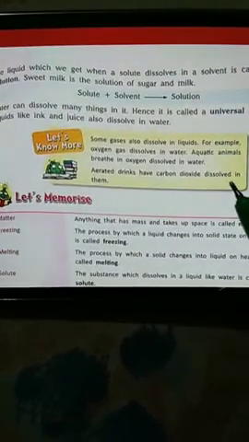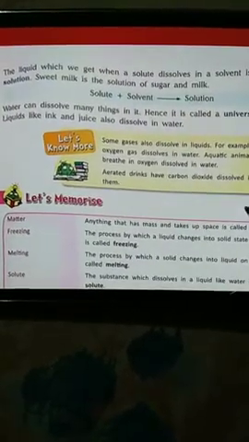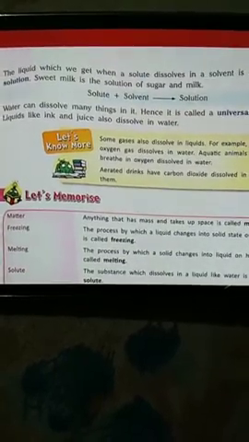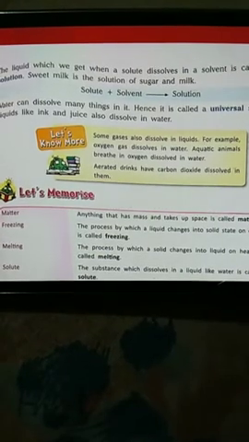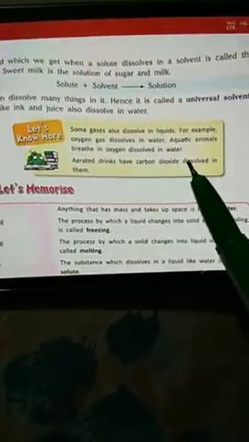As you know, children, all living beings except the plants require oxygen for breathing. What do we inhale? We inhale oxygen. So the aquatic animals, the animals living in water, breathe in oxygen dissolved in water.